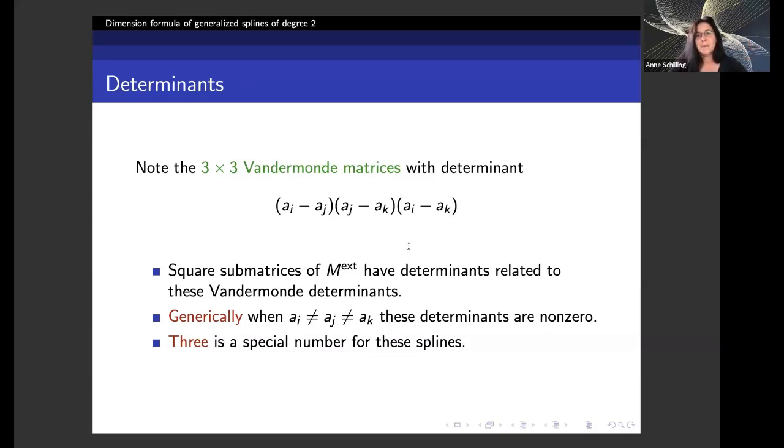Okay, and one thing that will actually turn out to be important is that this number 3 is special for these degree 2 splines. The reason is that when we expanded our degree 2 polynomial, we looked at the coefficients of x squared, xy, and y squared. So those gave us 3 conditions. We expanded this cycle basis matrix, and every face gave us 3 conditions. So that's why the number 3 turns out to be important.